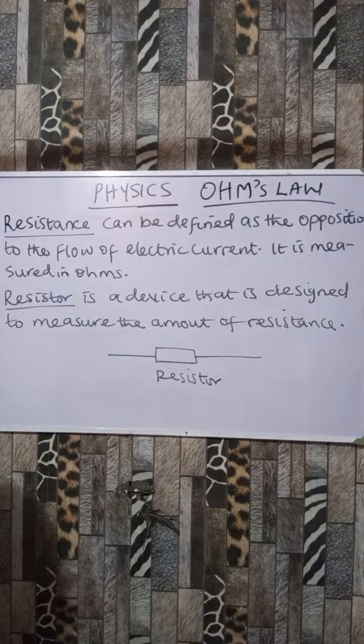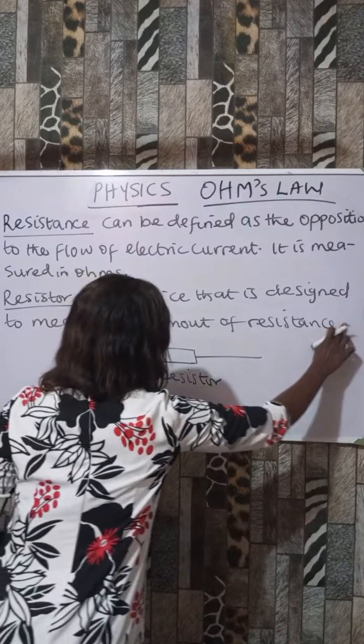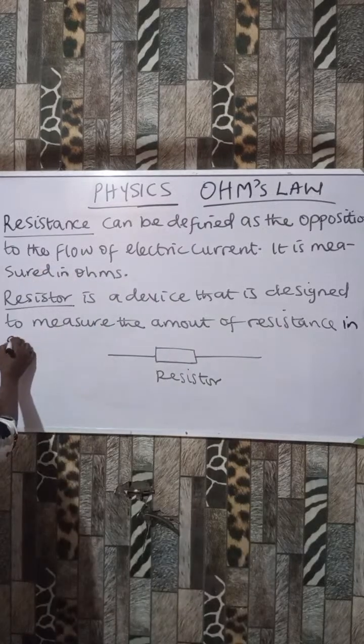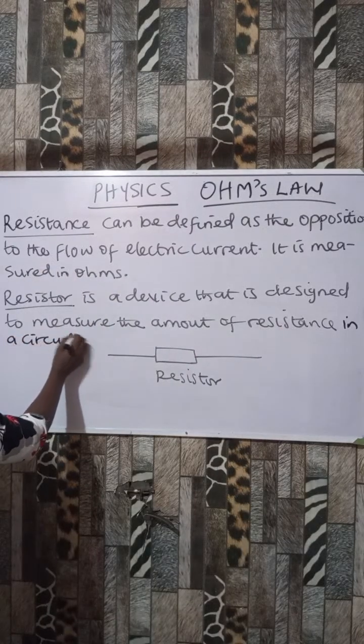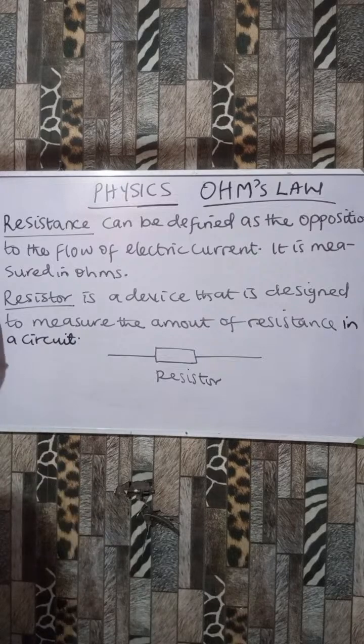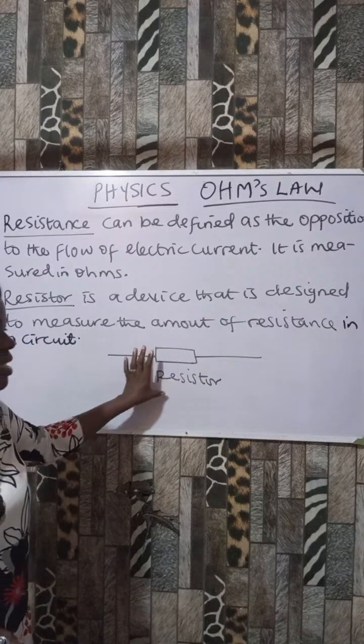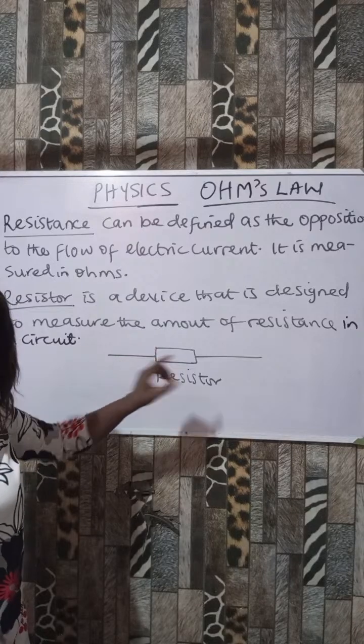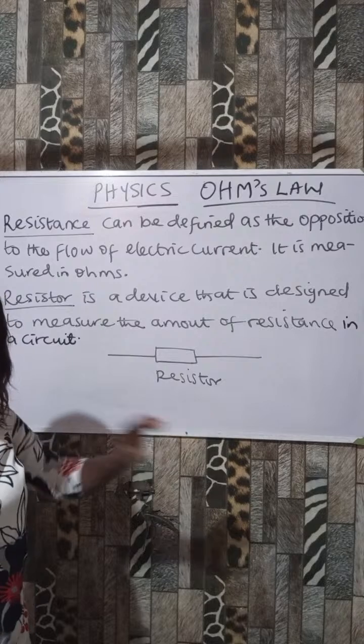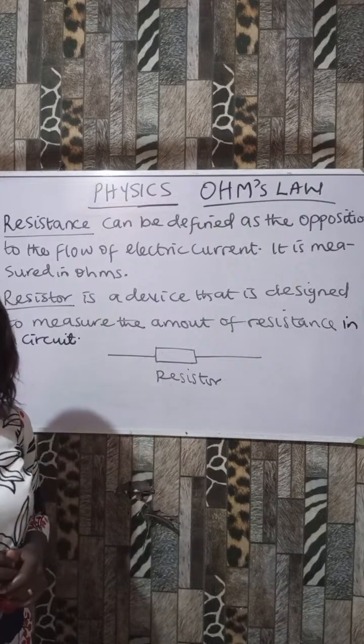Okay, so let's look at resistance. Resistance can be defined as the opposition to the flow of electric current. It is measured in ohms. Okay, now look at it. We have a resistor. A resistor is a device that is designed to measure the amount of resistance in a circuit. Now, this is what? A resistor. This is the symbol of a resistor. When you see this symbol in a circuit, you must know that this stands for a resistor. Do you understand?